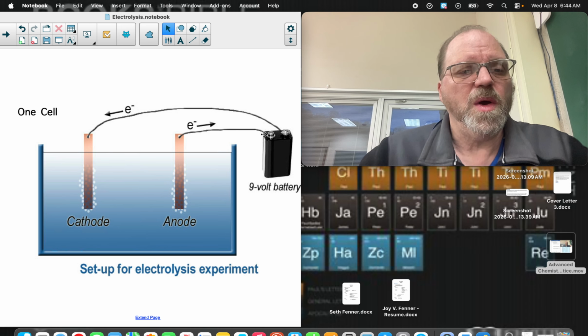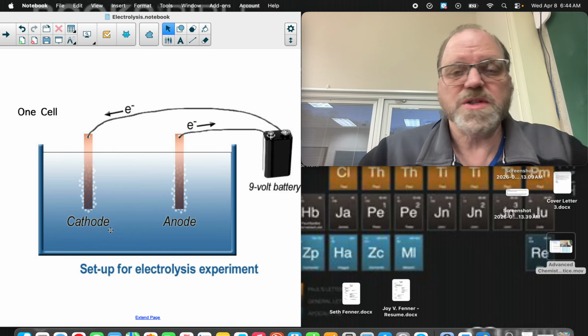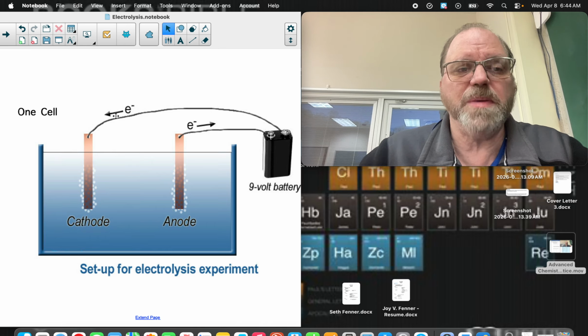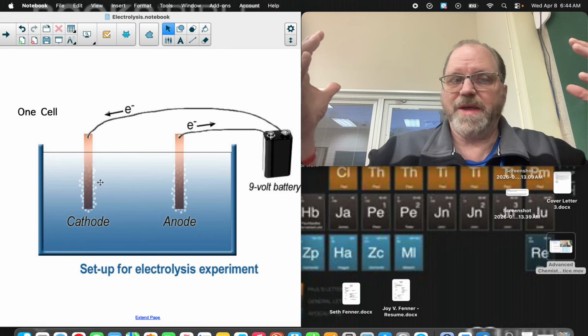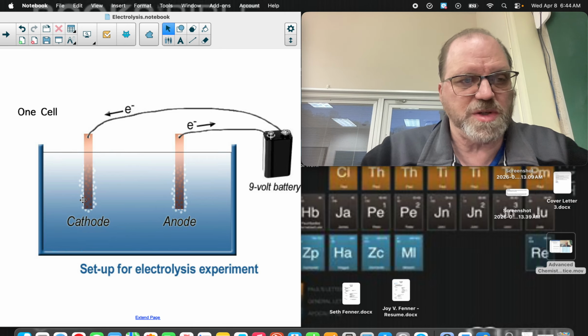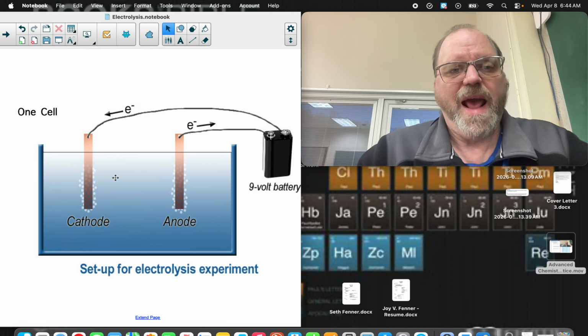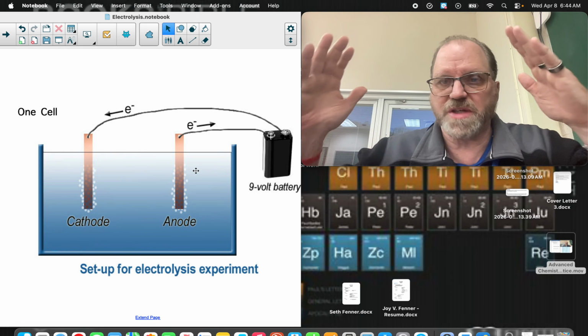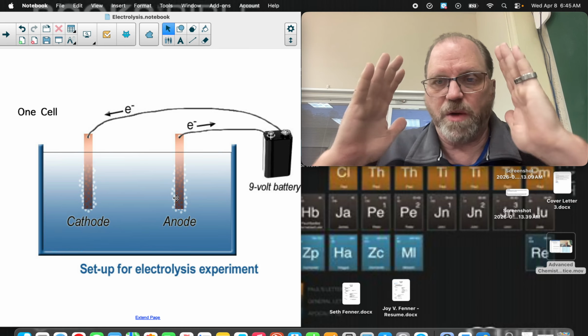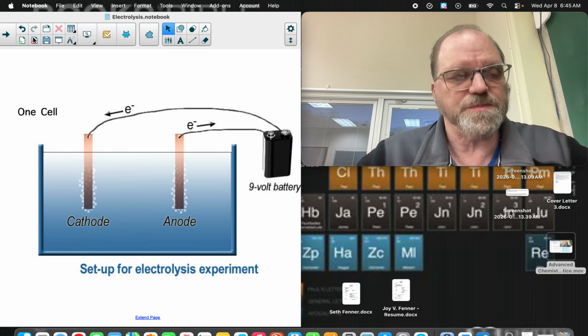So over here we have the cathode. This is negative, so electrons are going to build up here. As the electrons build up, we're going to begin to plate onto that, so this is going to get larger. And then this is where electrons are going to be lost as atoms go into ions, and the anode is going to become diminished.